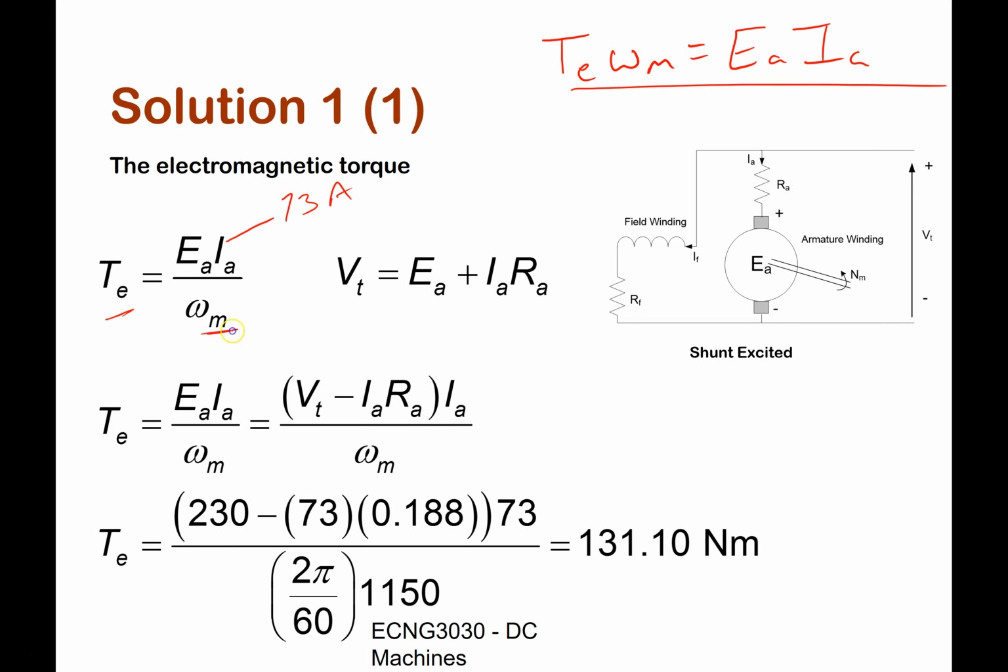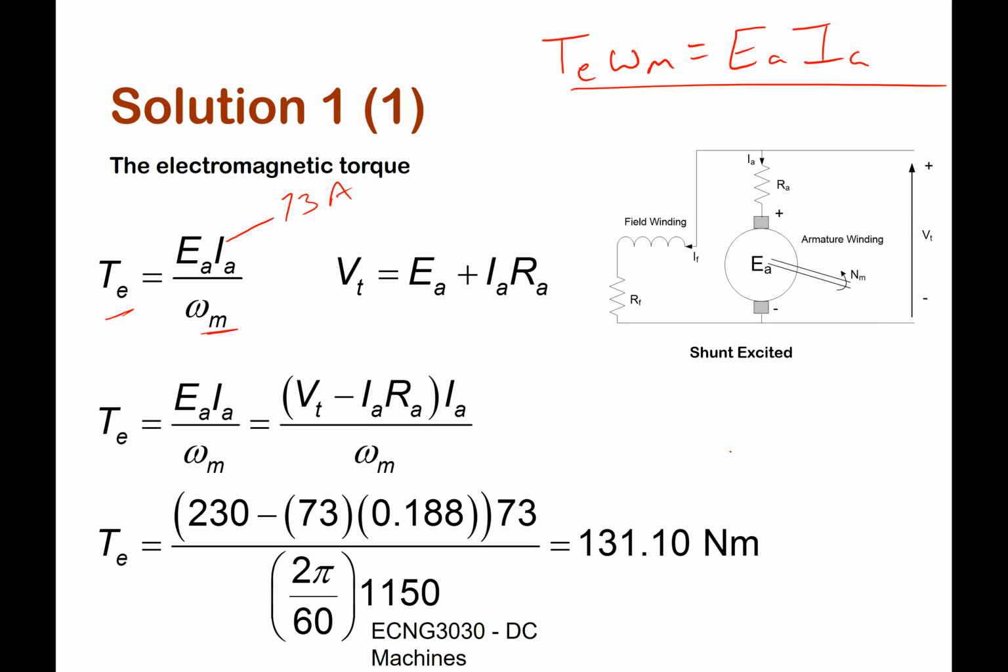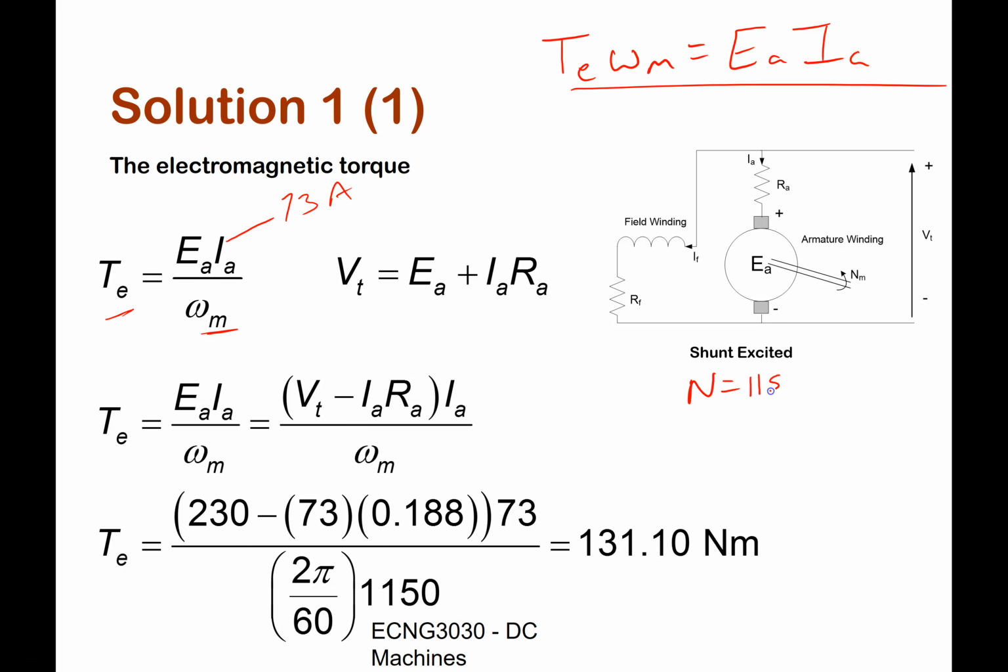We know also ωm because we know n is equal to 1150 rpm. Now we want omega, so we know 1 revolution is 2π radians, so 1150 multiplied by 2π would be the number of radians per minute, and then I divide that by 60 to get radians per second, which is omega.